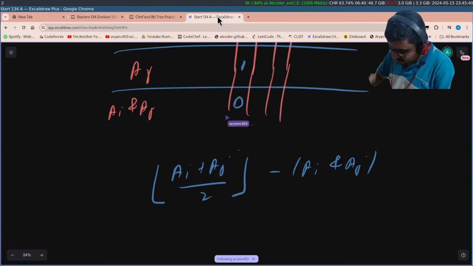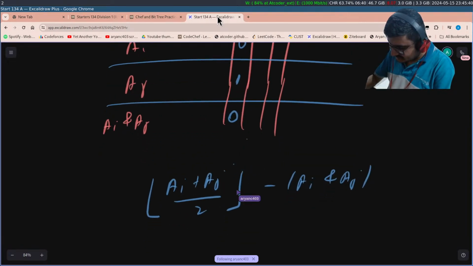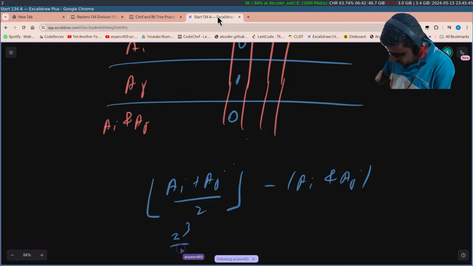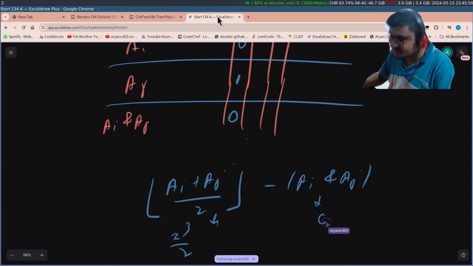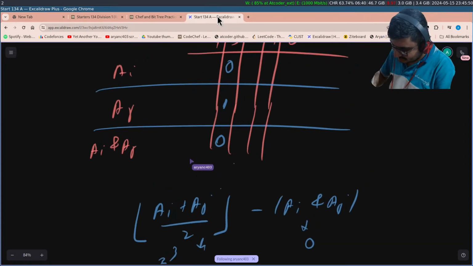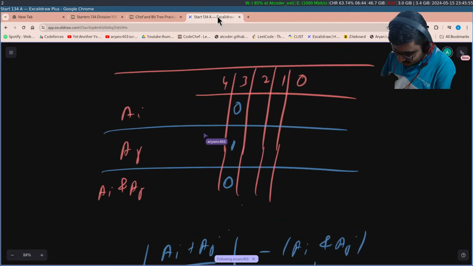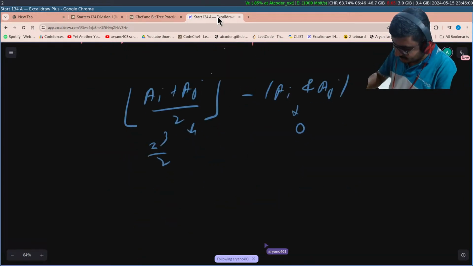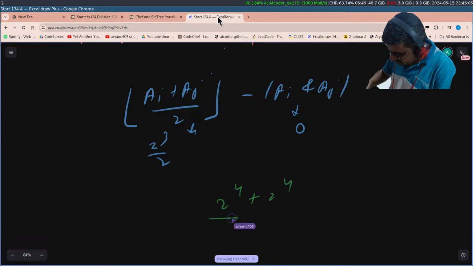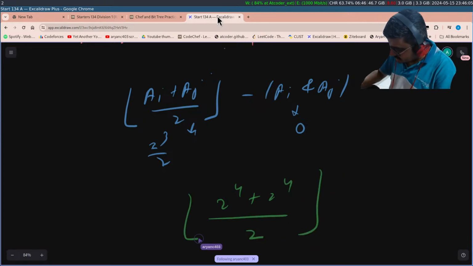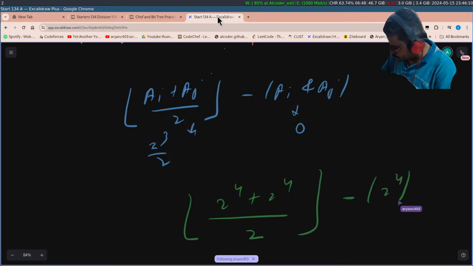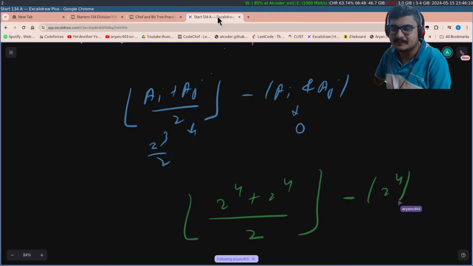If one of the bits is 0, then overall it would add 2 to the power i divided by 2 on this side and nothing on this side. While if both the bits are 1, the AND will also be 1, and what you can see is in the sum it would add 2 to the power 4 plus 2 to the power 4 by 2, and in the AND it would be 2 to the power 4, and overall you can see this will cancel out.